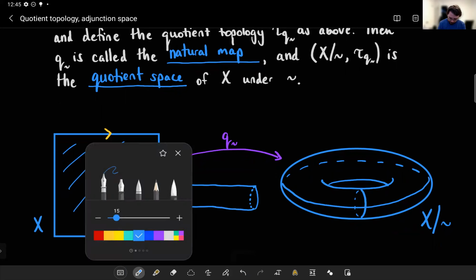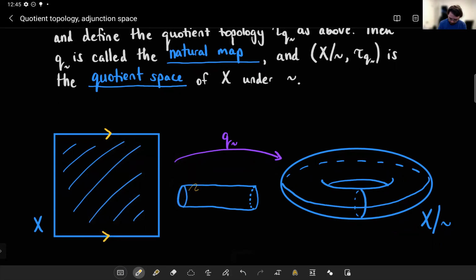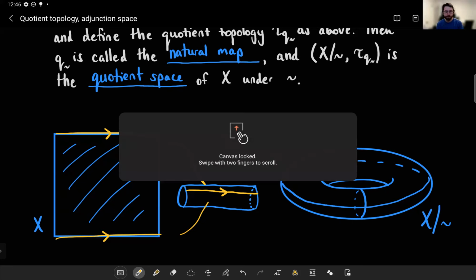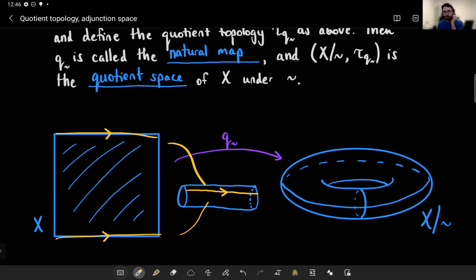So I'm gluing the edges, and let's say this was the edge. It's kind of like I took a sheet of paper, rolled it up into a cylinder and taped the edges together, right? So this edge and this edge became identified, meaning they map to the same edge on this cylinder. Okay.